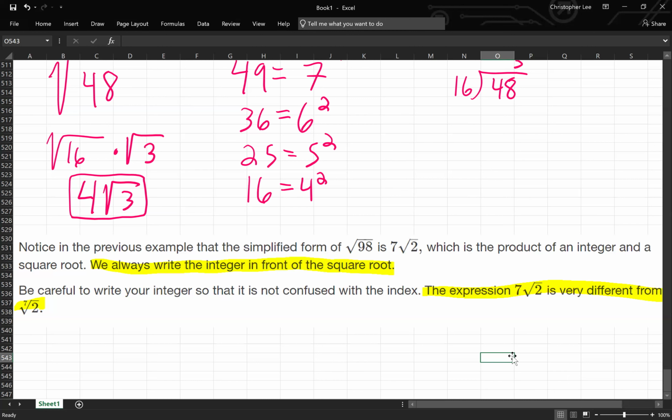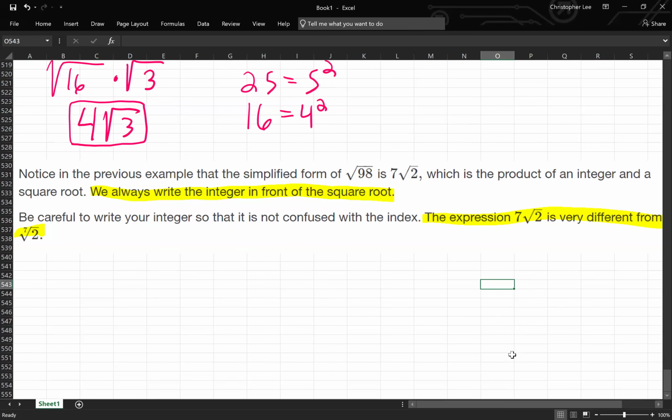All right. So just to emphasize this again, 7 square root 2 is not the same thing. It's not equal to the seventh root of 2. Very different. So make sure you make your numbers that are in front of your index large so that we can tell what they are. Okay?